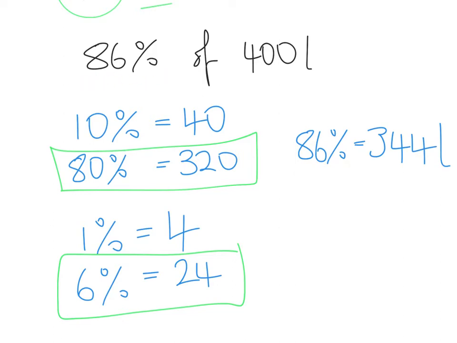To find 86%, I find 10%, multiplied that value by 8 to get my 80%. Then we save that one. To find 6%, using my answer for 10%, I then find 1% by dividing by 10 and multiplying that answer by 6 to get 6%. And my 86% was 80 add 6, so 320 plus 24, which gave me 344.